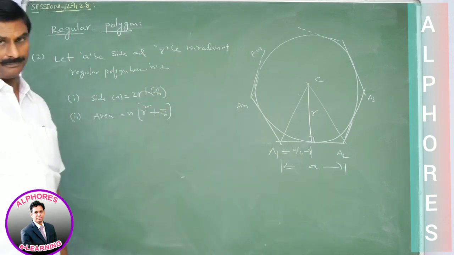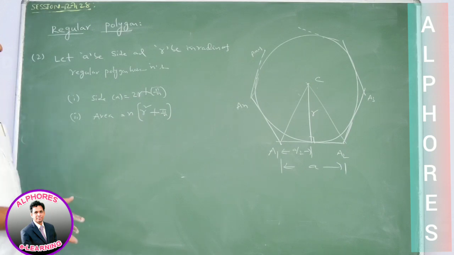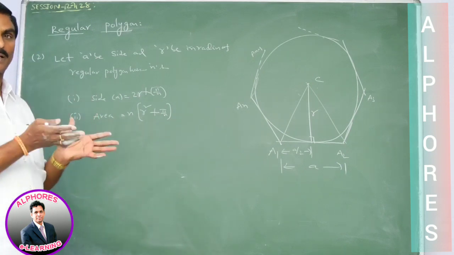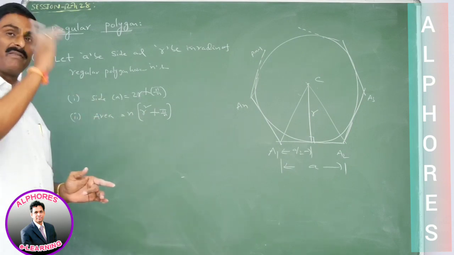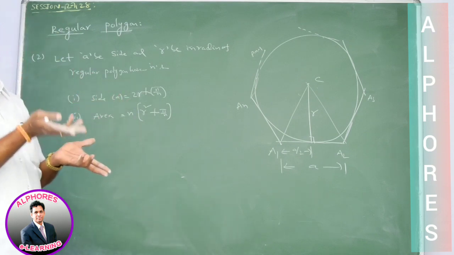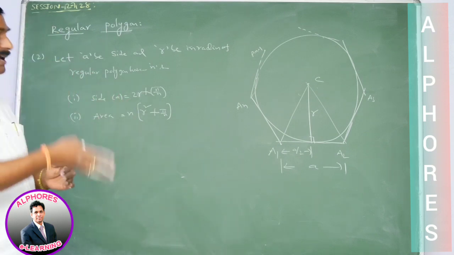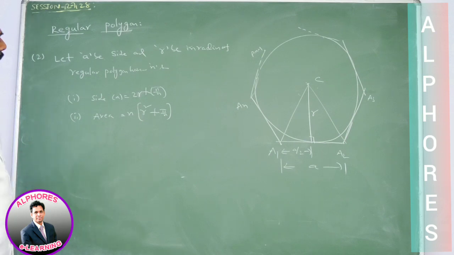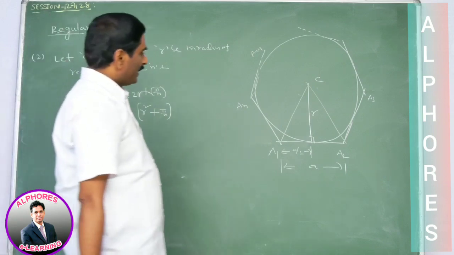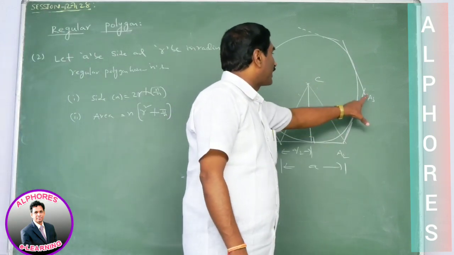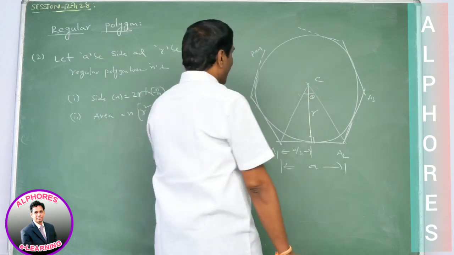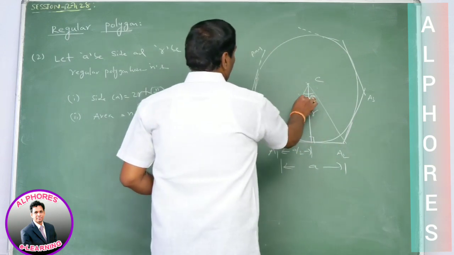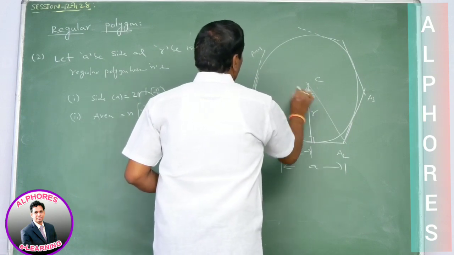Please note this diagram. In the previous case, the given circle is the circumcircle. In this case, it is the incircle. That means the circle is inscribed in the regular polygon. In the previous case, the circle is circumscribed outside of the polygon. Okay, please draw the diagram. In this case also, A1A2 is equal to A2A3, all sides are equal. Say this angle is theta. Angle A1CA2 is equal to theta. Automatically this angle is theta by 2.